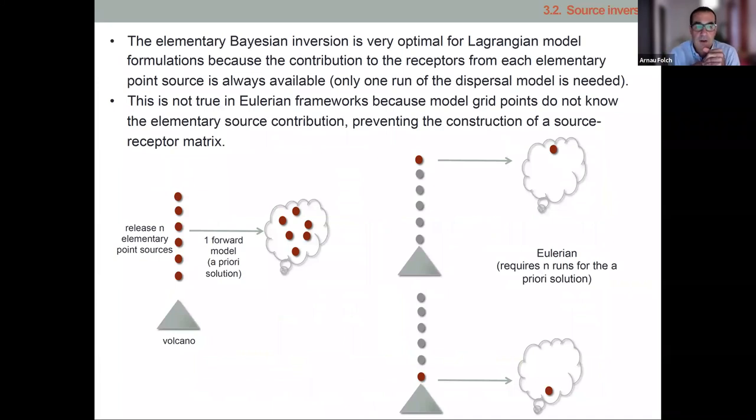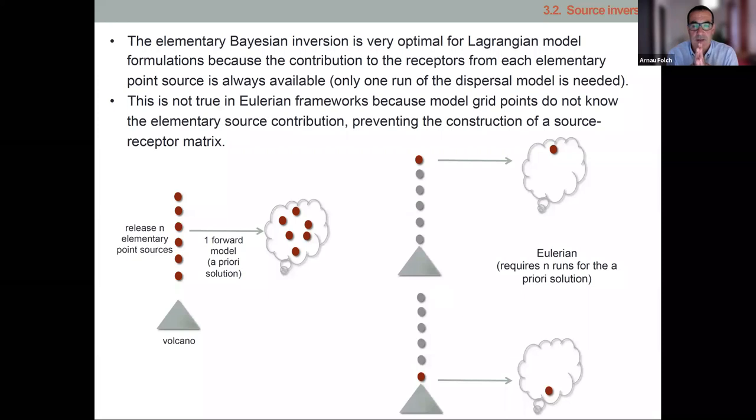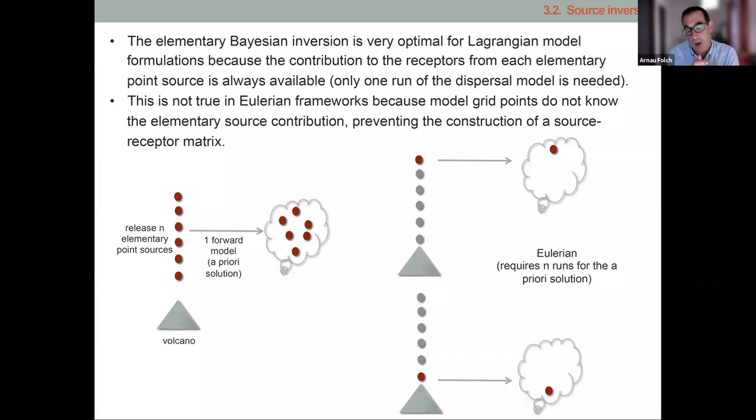Just a comment is that this elementary variation, in which you need to release a number of point sources and integrate this in time, is very, very optimal for Lagrangian models, because you just need to integrate one model run in time to the analysis time.